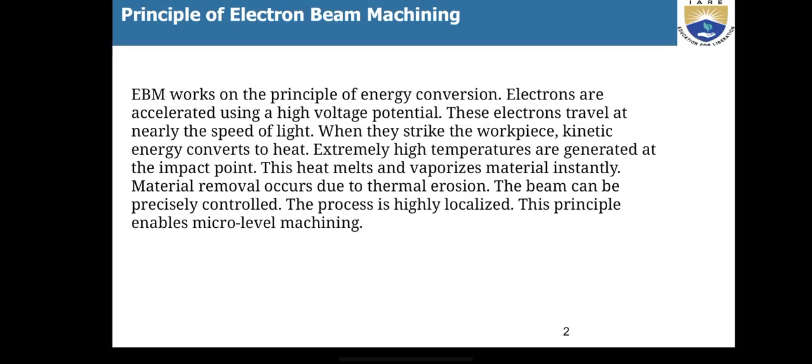This heat melts and vaporizes material instantly. Material removal occurs due to thermal erosion. The beam can be precisely controlled. The process is highly localized. This principle enables micro level machining.